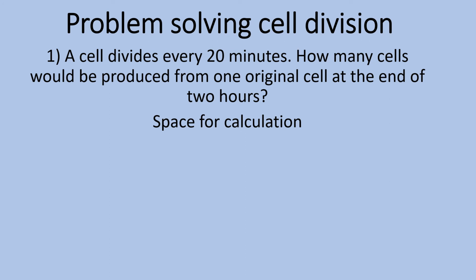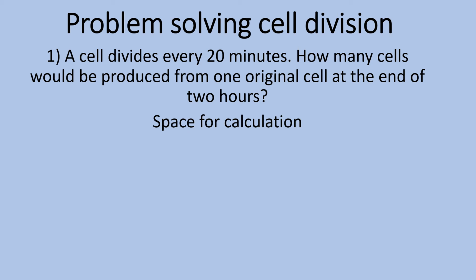The problem-solving questions that you sometimes get asked in cell division are, for example, a cell divides every 20 minutes. How many cells would be produced from one original cell at the end of 2 hours? So to get this answer, you would first have to convert your 2 hours to minutes. So to do that, you would do 2 times 60, which would give you 120 minutes. Then you would divide 120 minutes by how often the cell divides. So that would be 20 to see how many divisions took place, which would give you 6.